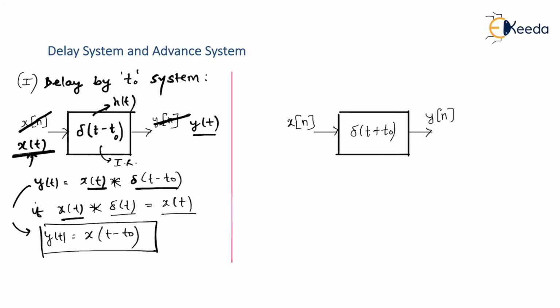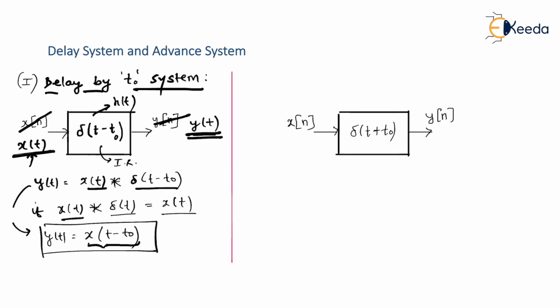Now we can conclude something. What is the input? It is x of t. What is the output? It is y of t, right? But the value of y of t is a delayed version of the input. And by how much is it getting delayed? By t naught. So whenever you want a delay by t naught system, your impulse response should be del of t minus t naught. I repeat, if you want to delay your input by t naught, then your impulse response must be del of t minus t naught.